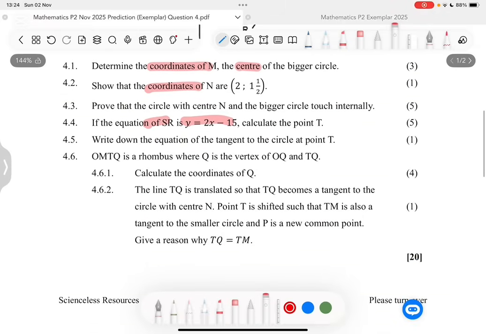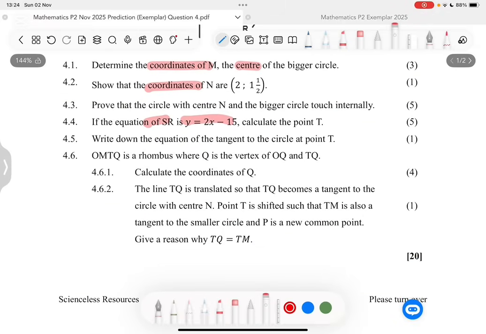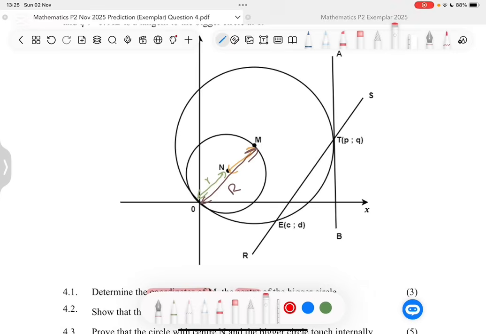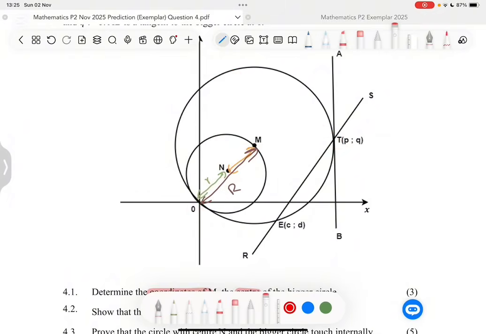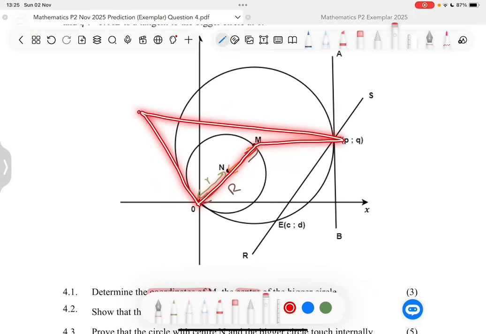The next question says to us that OMTQ is a rhombus where Q is the vertex of OQ and TQ. So our point Q could really be anywhere. For example, I can have OMTQ like that. So it means the Q is here. But if you look at this shape, it is not a rhombus. So it means Q cannot really be there. We can have a situation where it goes to the second quadrant again.